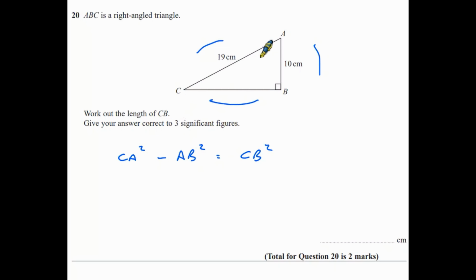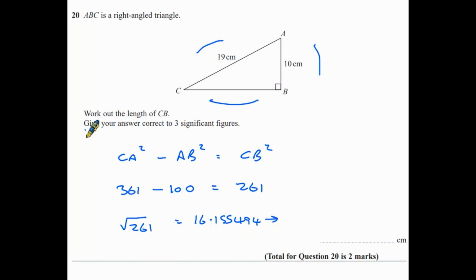So CA squared is 19 squared. 19 times 19 is 361. Minus AB squared, that's 10 squared is 100. So 361 minus 100 is 261. Now that is CB squared, so we then need to find the square root of 261, and the answer is 16.155494, and it goes on.